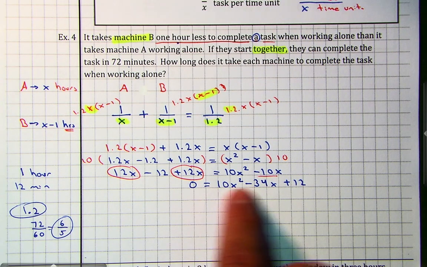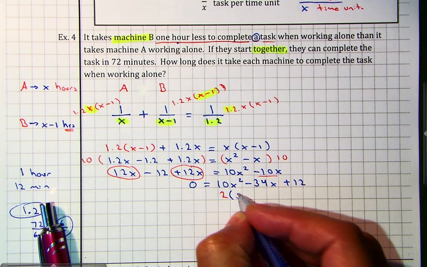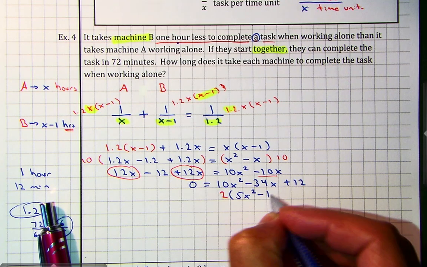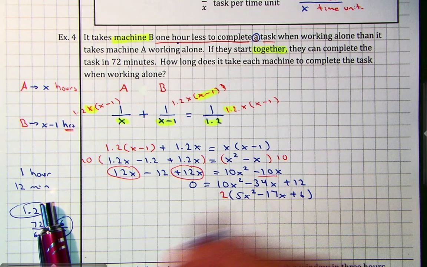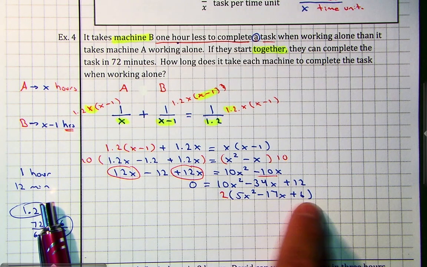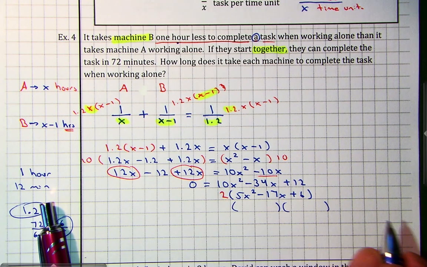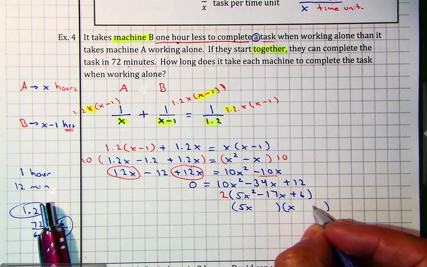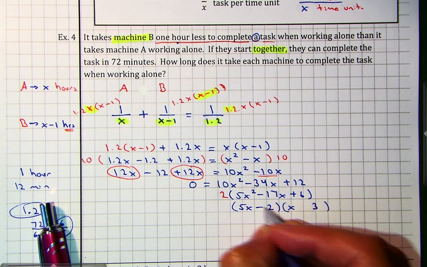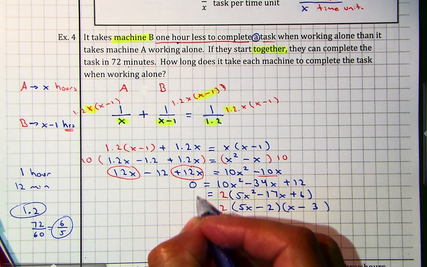So let's see, what can I factor out? I can factor a 2 from here, and what's left behind? 2 times 5x squared, 2 times negative 17x, and 2 times positive 6. Remember that you always want to take out a common factor, because now I can see that this actually factors nicely. 5x and x. Factors of 6 will be 3 and 2, so that'll be 3 and 2 here, and both should be negative. Bring down my 2 equal to 0.